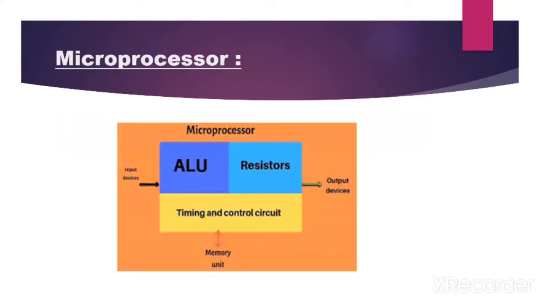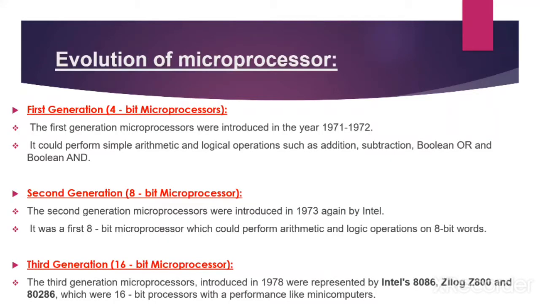Mainly, a microprocessor has three blocks: the arithmetic logical unit, registers, and the control unit. In the arithmetic logical unit, all the arithmetic and logical functions are processed. Registers are for storage. The control unit sends the control signals to control all microprocessor systems. After that, we discussed the evolution of the microprocessor.